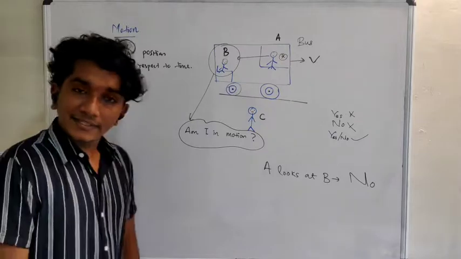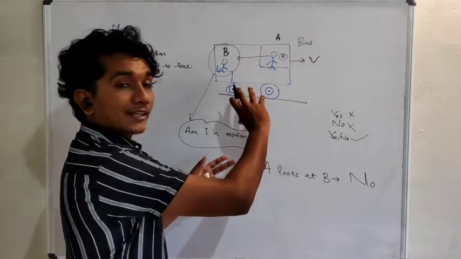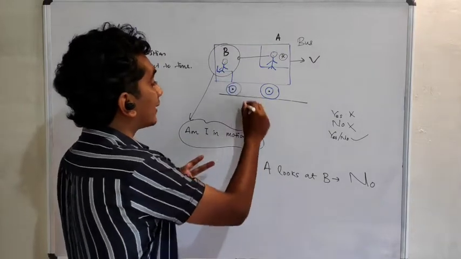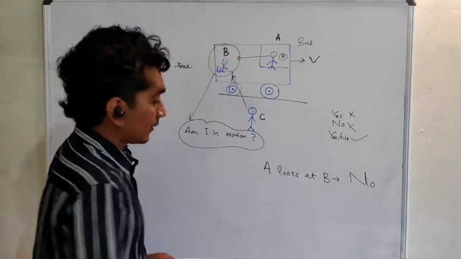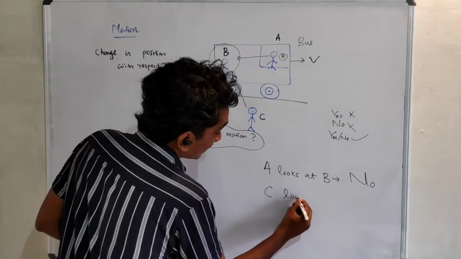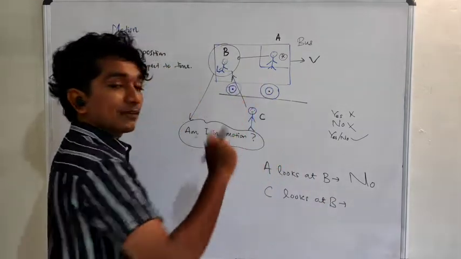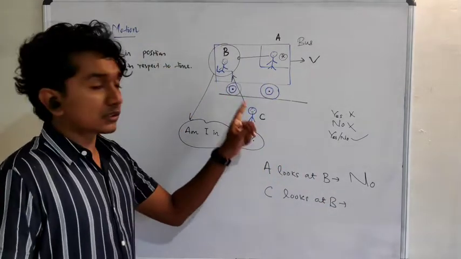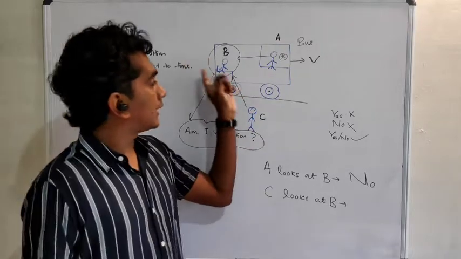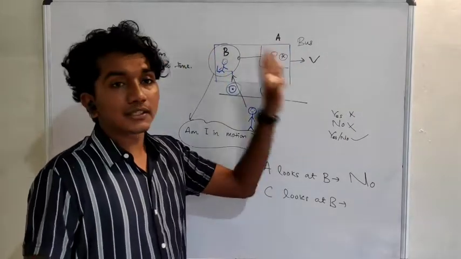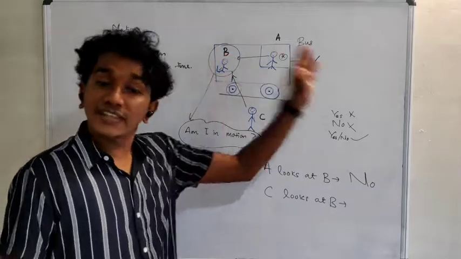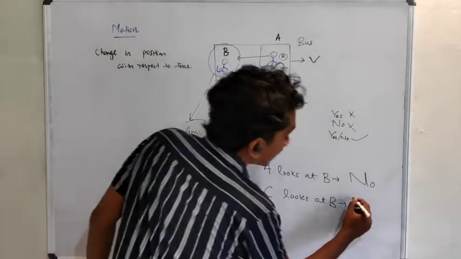When C looks at B, what would C say? C would say that yes, this guy is moving, because he is in the bus and the bus is moving, so B is moving.